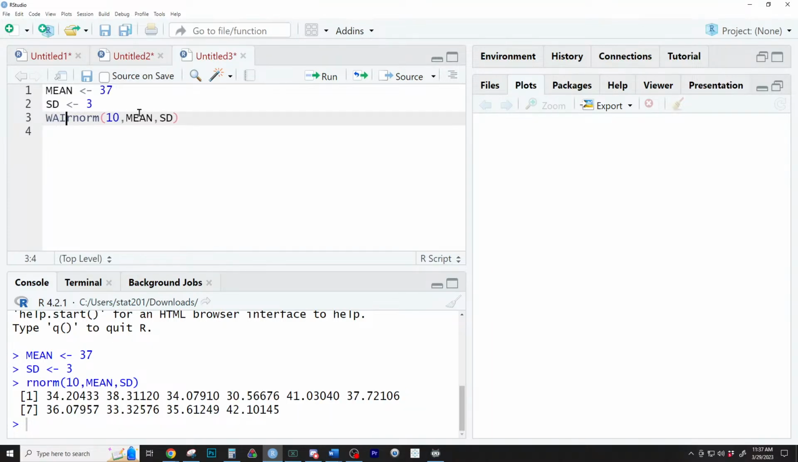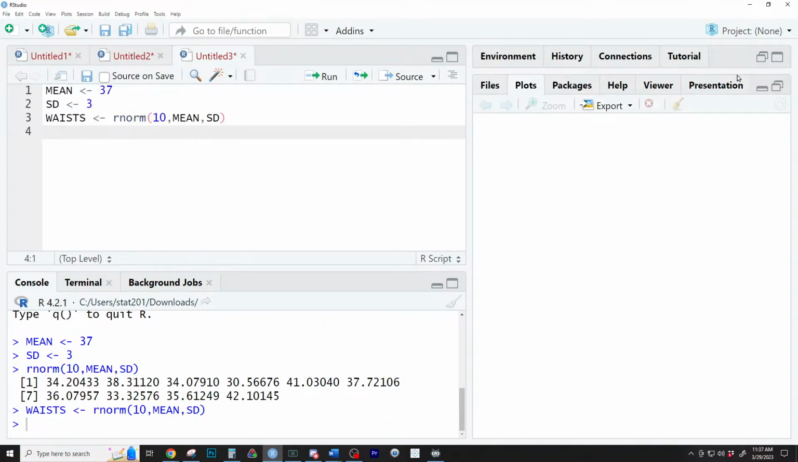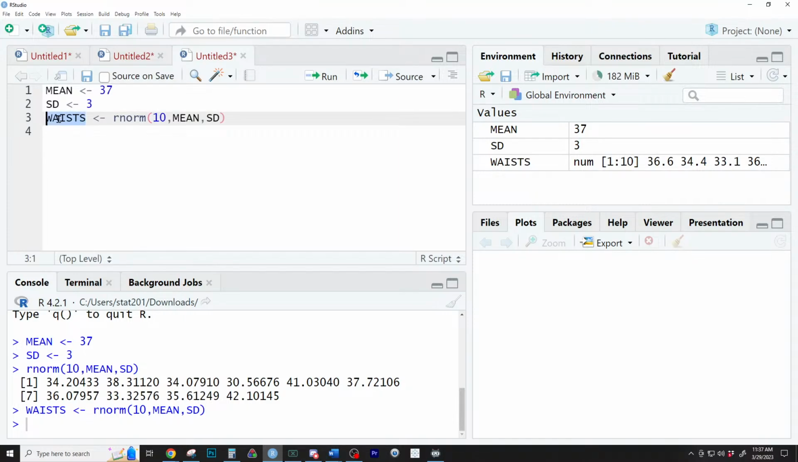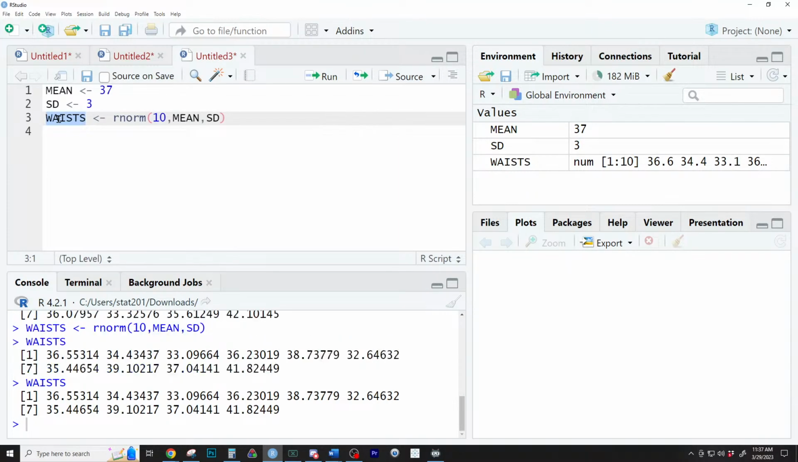So here we go. Let's go here to waists. Those are the waists. I can't say it today. Of 10 men. You can see here that's the man with the biggest waist. Then we have some men with smaller waists.